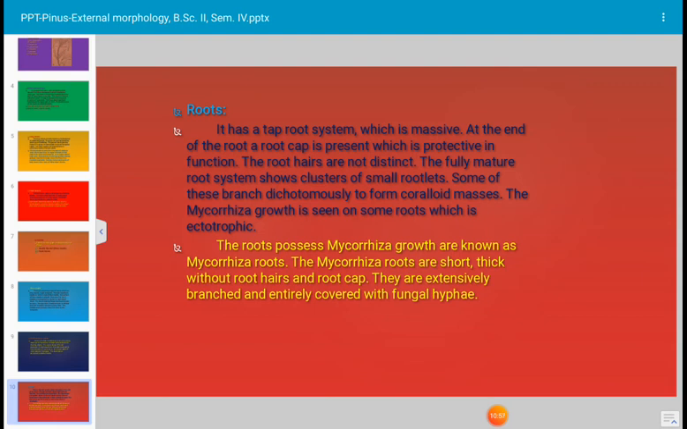The roots possessing mycorrhizal growth are known as mycorrhizal roots. The mycorrhizal roots are short, very thick, without root hairs and root cap. The mycorrhizal roots are extensively branched and externally covered by fungal hyphae. This is the external morphology of Pinus. Pinus is a gymnospermic plant.